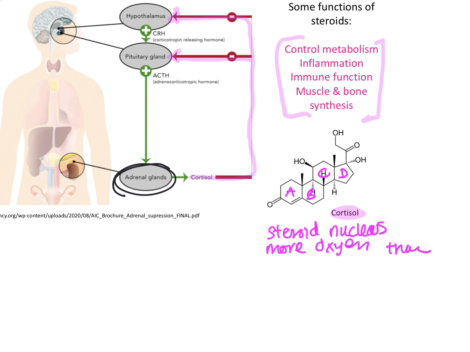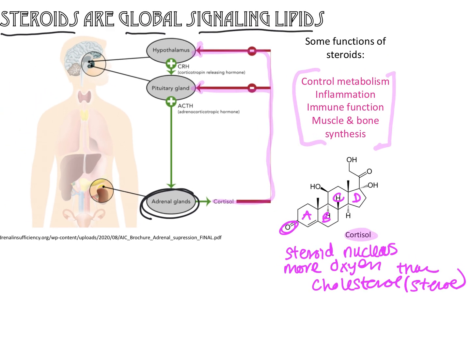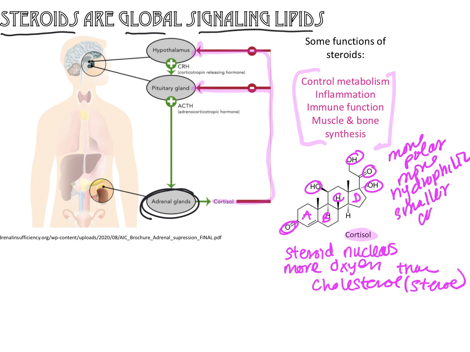than cholesterol or the other sterols. So the sterols only have one OH, and it's usually down on this ring. But if you'll notice, cortisol has another O up here, another O here, another O here, another O here, which makes them, again, more polar or more hydrophilic. And because of their smaller compact size, they can travel through the bloodstream.